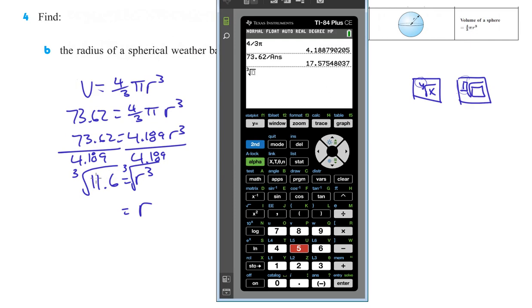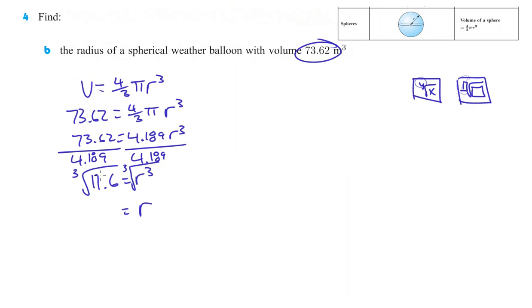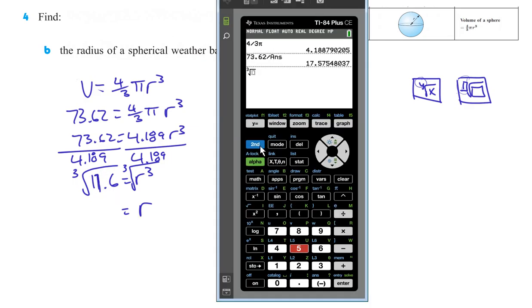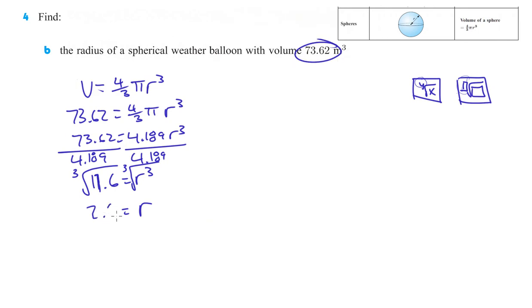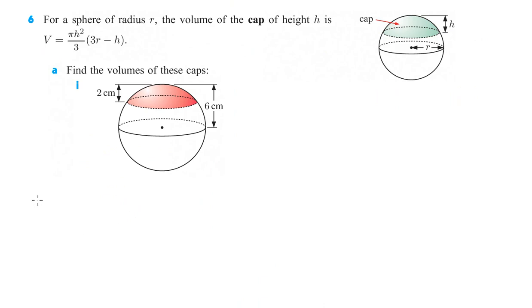Oops, I put 11.6, but it's supposed to be 17.6. So second answer gives us 2.599, so let's call that 2.6 meters. So the radius is about 2.6 meters. Okay. All right, one last one to look at.